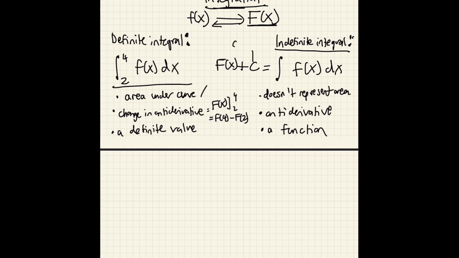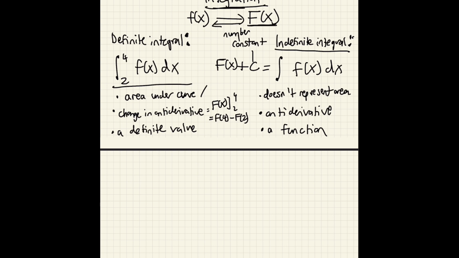And the c here is a constant. Now what that means is just a number. So it's just any number. It can be 1, it can be 2, it can be 0, minus 1/3, 27 billion. It just represents a number. And the reason we put that here is because when you differentiate a number, you get 0.